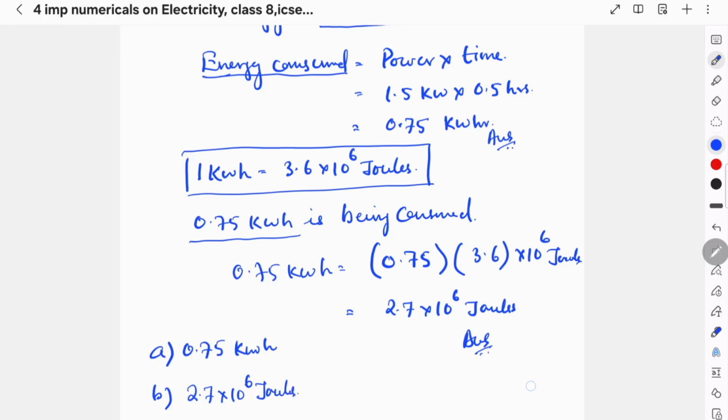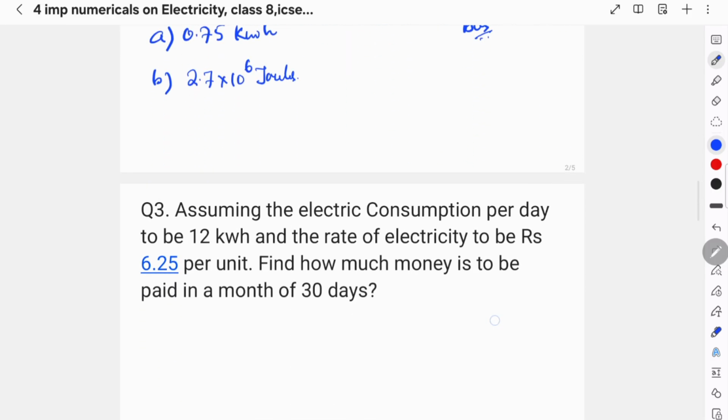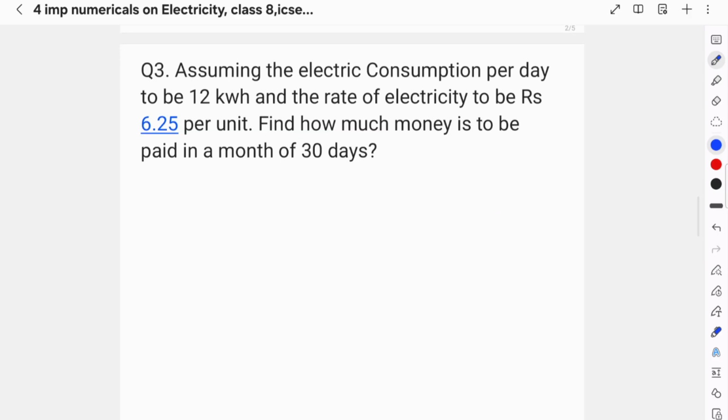Now let's go to the next question. The next question says, assuming the electric consumption per day to be 12 kilowatt hour and the rate of electricity to be rupees 6.25 per unit, find how much money is to be paid in a month of 30 days.